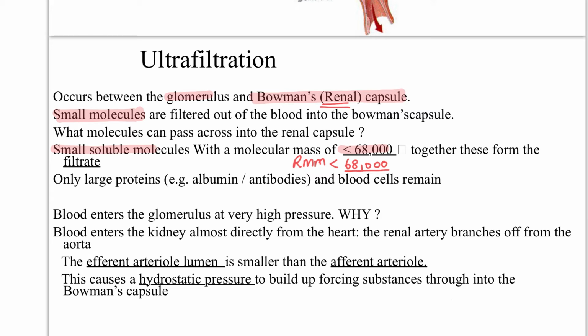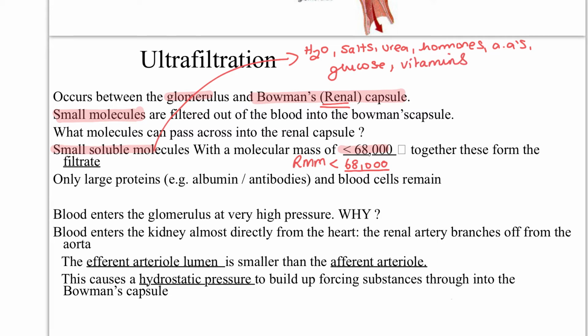Once they're squeezed out, together that forms the filtrate. But what are we actually referring to? What are these small soluble molecules that are going to get squeezed out? Well, obviously water, salts, urea, hormones, amino acids, glucose, some vitamins and other mineral ions, and in addition to that, a few other things that we'll mention later, like some other excretory waste products like uric acid. So all these things get squeezed out and they basically form a solution that we call the glomerular filtrate.